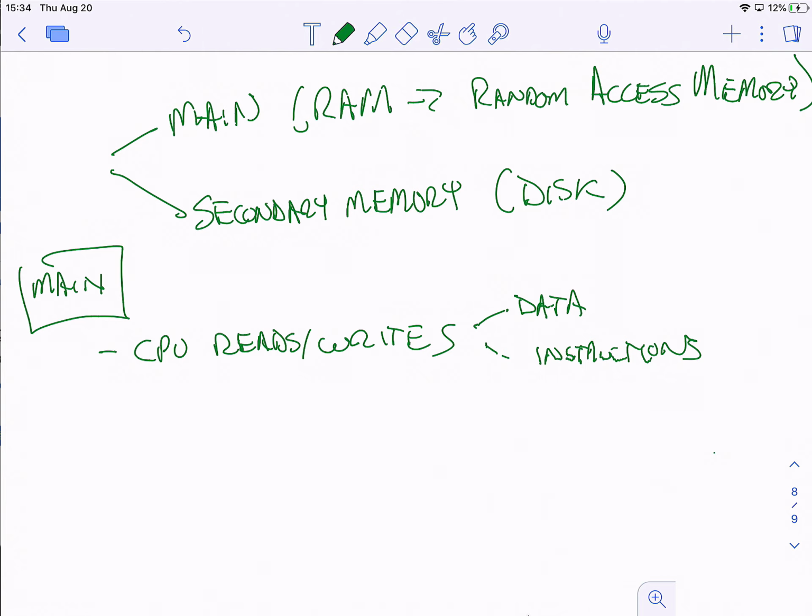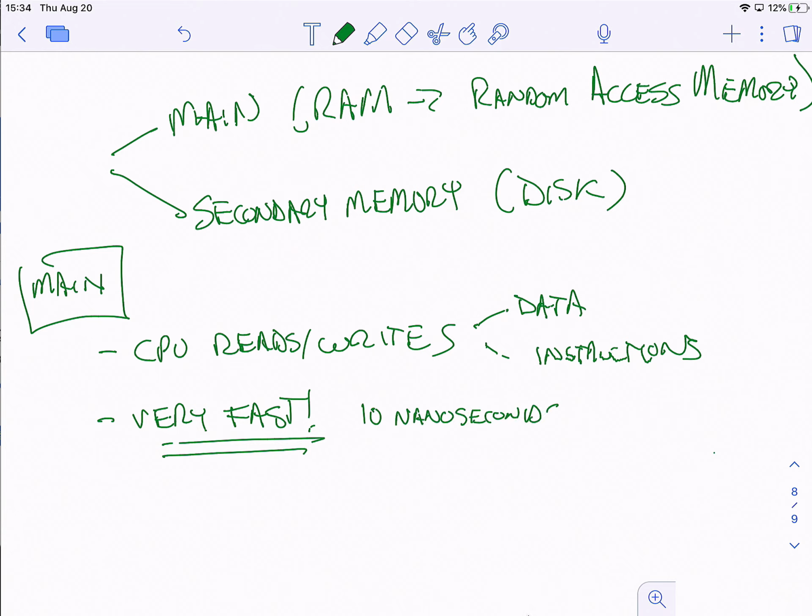Now, the thing about main memory is that it is very fast. So what do I mean by very fast? Well, when the CPU reads or writes something from or to memory, we're talking about on the order of 10 nanoseconds. How fast is that? You're talking about on the order of 10 to the minus ninth seconds. So that's very, very fast.